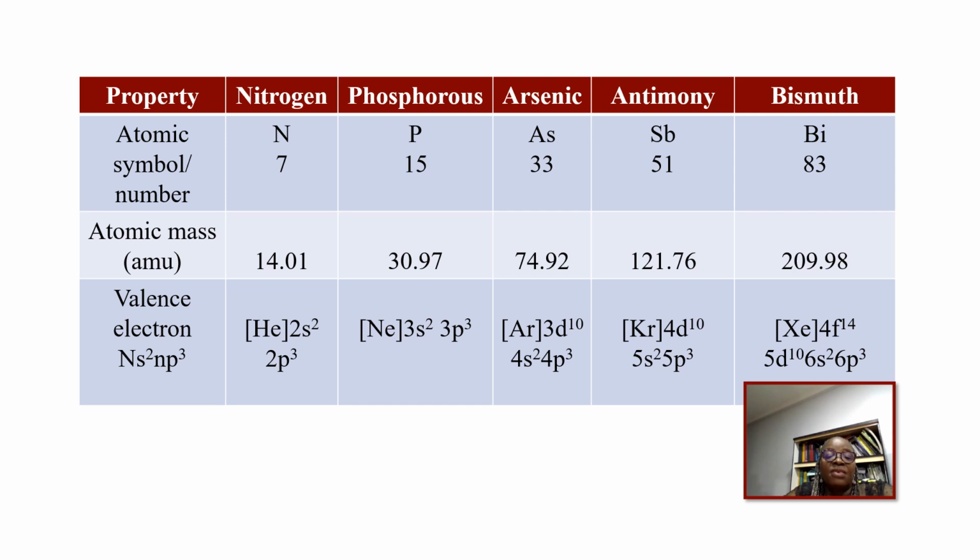For nitrogen, it has a filled helium shell and then 2s2, 2p3. For phosphorus, it has a filled neon shell and 3s2, 3p3. For arsenic, it has a filled argon shell with 3d10, 4s2, 4p3. For antimony, it has a filled krypton shell, 4d10, 5s2, and 5p3. And then for bismuth, it has a filled xenon shell, 4f14, 5d10, 6s2, 6p3.